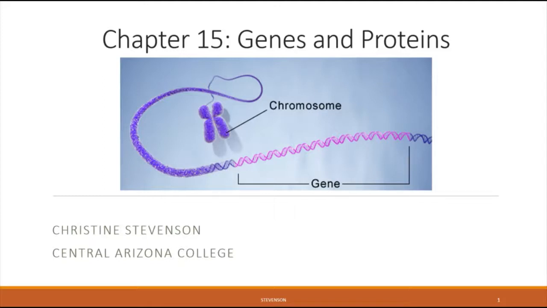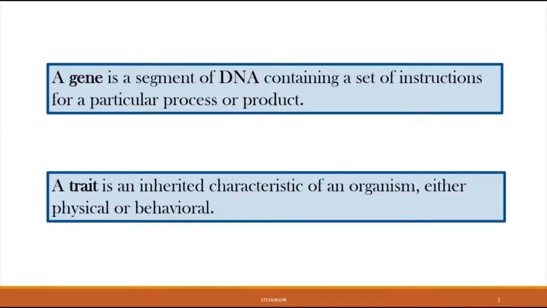This chapter is a continuation of and an expansion upon topics that we have previously discussed in earlier units of the class. We learned previously that a gene is a segment of DNA containing a set of instructions for a particular process or product. We also learned that a trait is defined as an inherited characteristic of an organism, either physical or behavioral. But what we haven't talked about yet is how exactly it is the case that genes give way to traits.